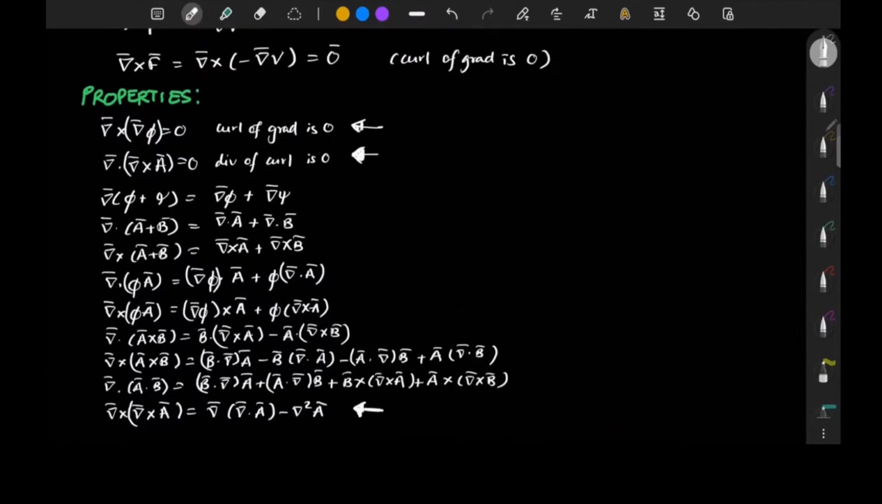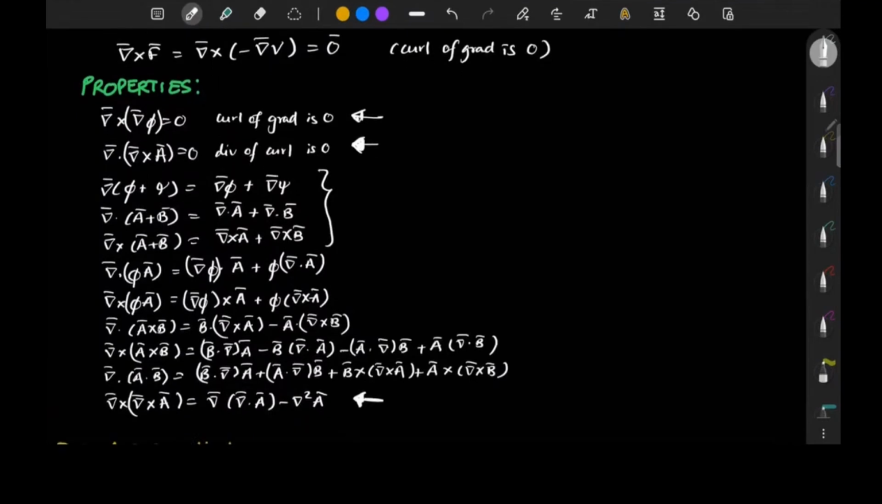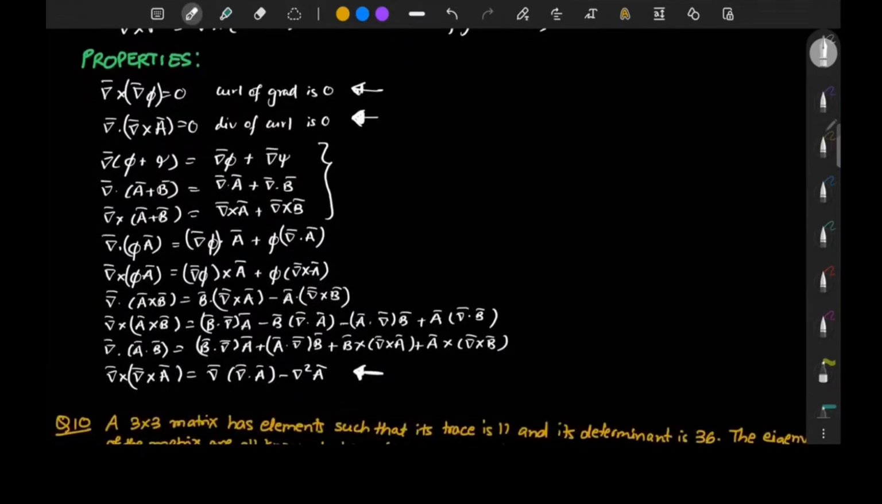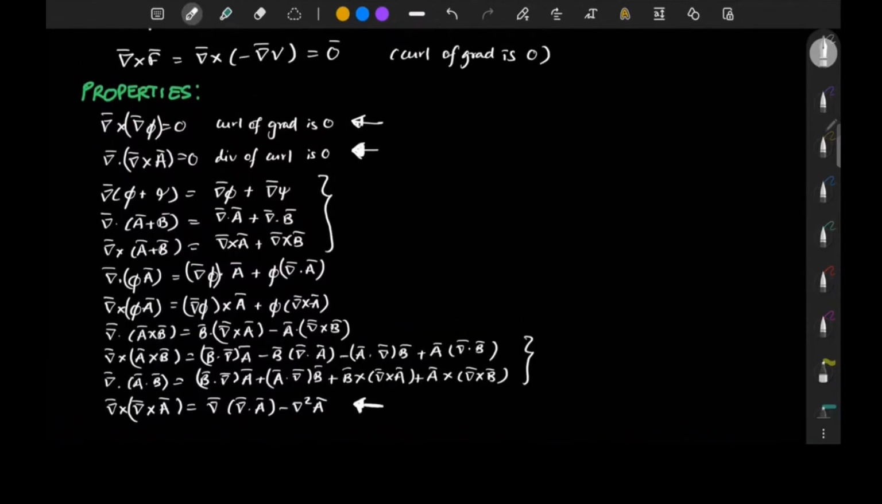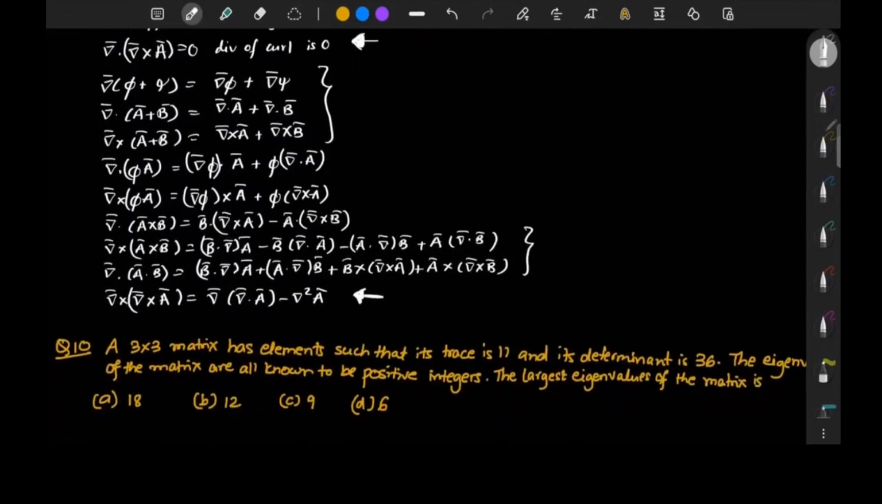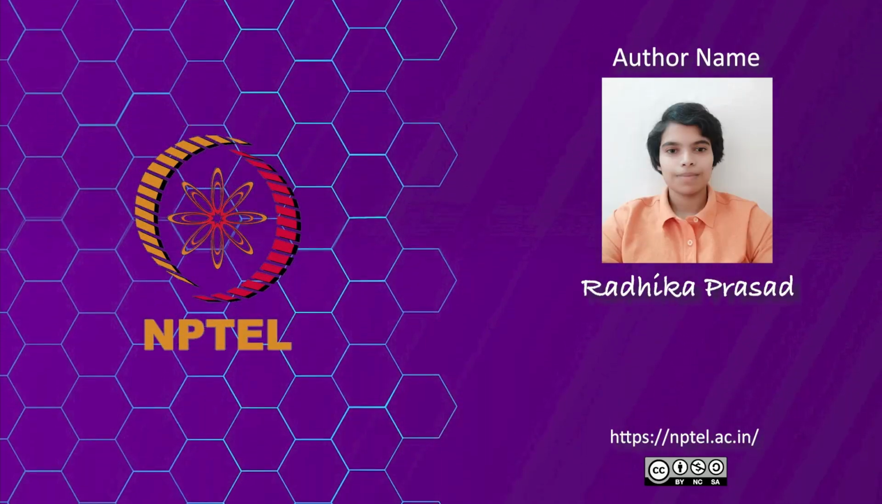And then there are a whole bunch of properties, some of which are very easy. For example, these properties right here are pretty much intuitive, easy to remember, not at all complicated. Then some properties are quite a bit complicated, like these two over here. They have 4 terms and it's quite difficult to remember these properties. But yeah, these are the list of properties that are there for vector calculus.